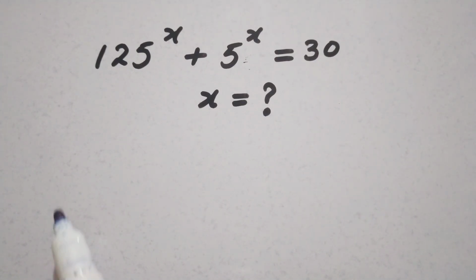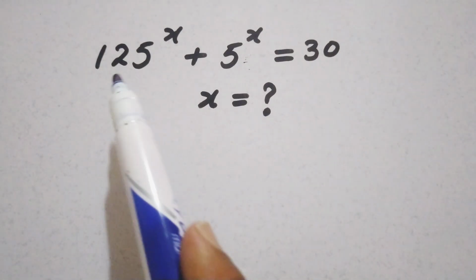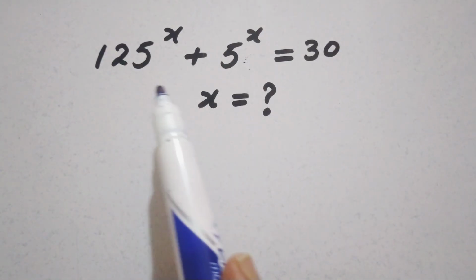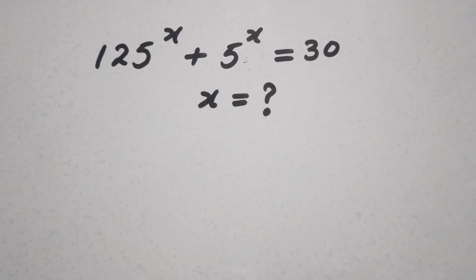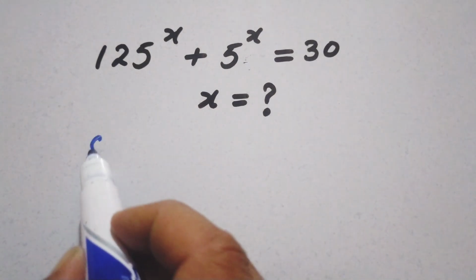Hello everyone, welcome to solve this very nice problem for the value of x. 125 to the power x plus 5 power x is equal to 30. So let's come to the solution.